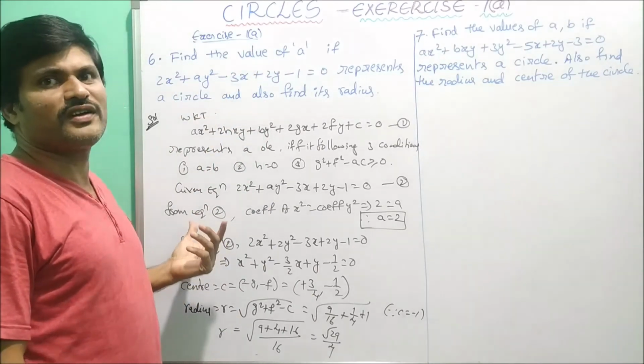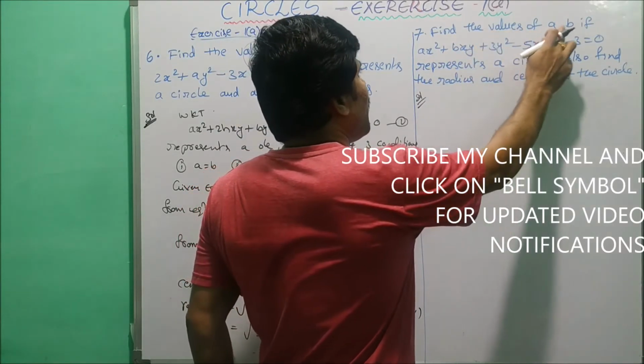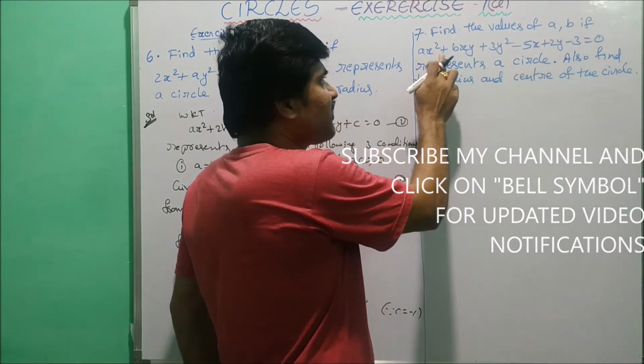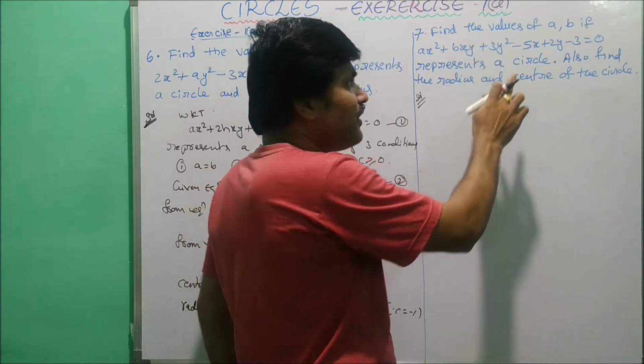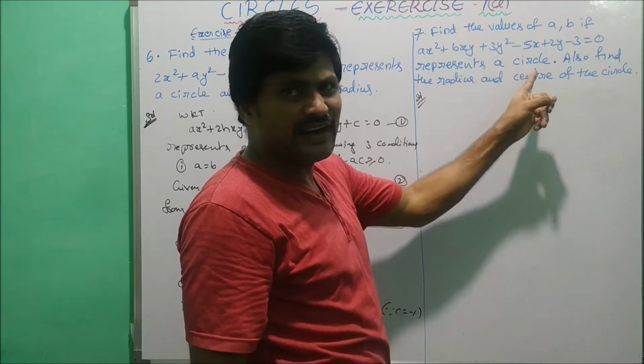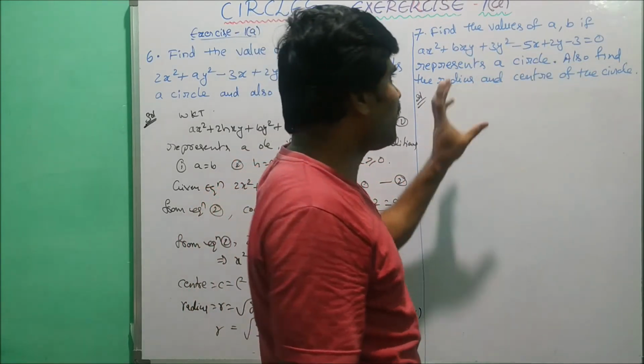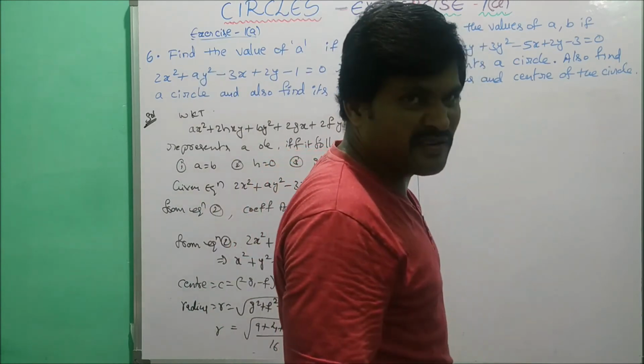This is the solution for this question. Now the seventh one is: find the values of a and b if ax² + bxy + 3y² − 5x + 2y − 3 = 0 represents a circle. Also find the radius and center of the circle. Here also we use the same model as problem number 6.